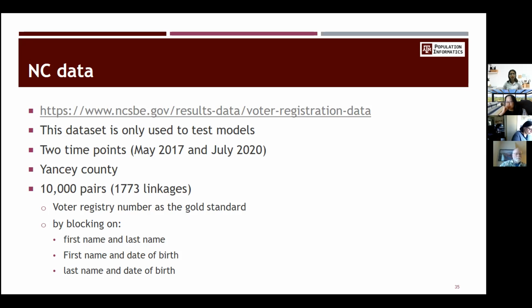North Carolina voter registry data is a public database that can be downloaded from this link. And this data is only used for testing the model that we trained based on EHR data. We generated 10,000 pairs from Yancey County from 2 time points, May 2017 and July 2020. We generate our pairs by blocking on first name and last name, first name and date of birth, and last name and date of birth. And we use the voter registry number as a label.